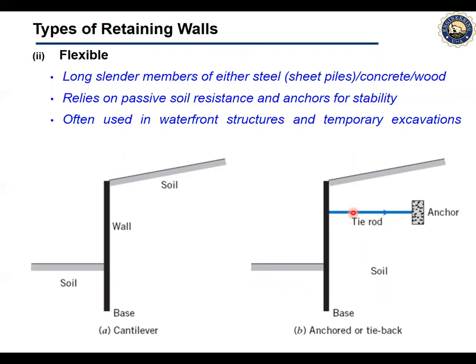There is another form of flexible wall. These are called anchored or tieback walls. These tiebacks are generally made of steel rods that connect to an anchor of concrete blocks at the top. This helps in reducing the dimension of this cantilever retaining wall or sheet pile to a considerable extent.